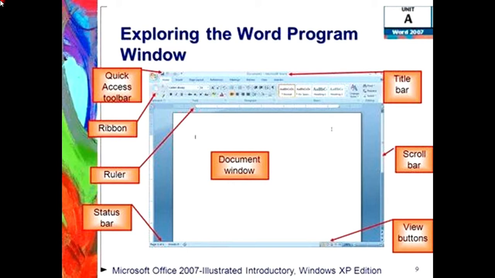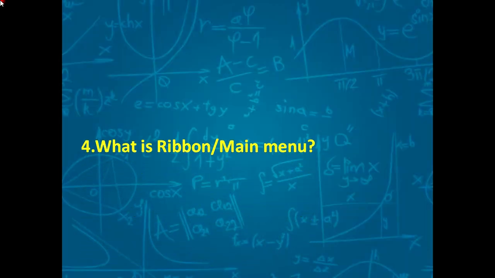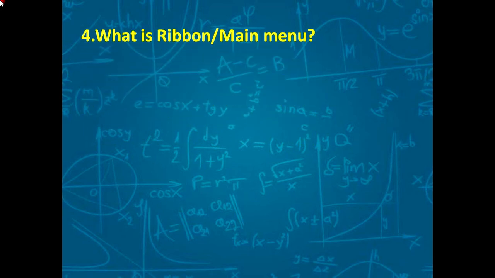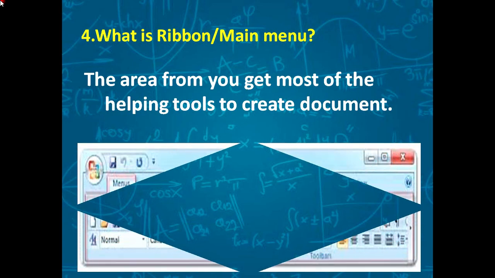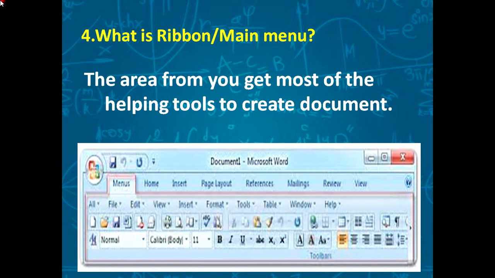So we move ahead. It's question number 4. What is ribbon main menu? The answer is the area from where you get most of the helping tools to create a document. Helping tools are available in Microsoft Word in the toolbar, in the form of menus, and under the menu you can see so many tools. Here is an example. Here you can see all the ribbons of the main menu. Main menus are very important to apply all the actions in Microsoft Word. So that's why this is an important part of your window.